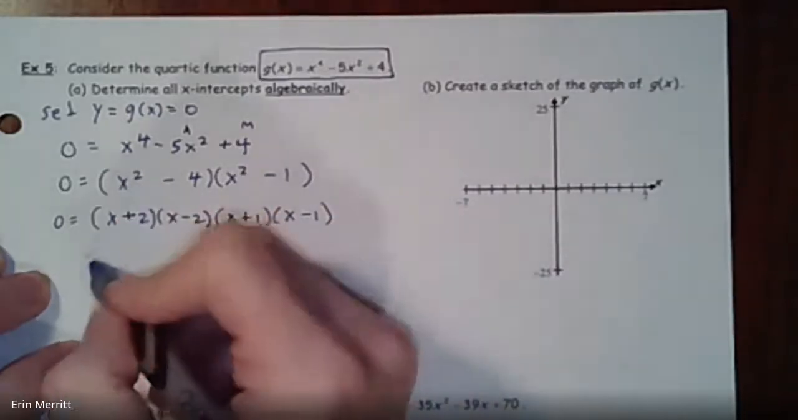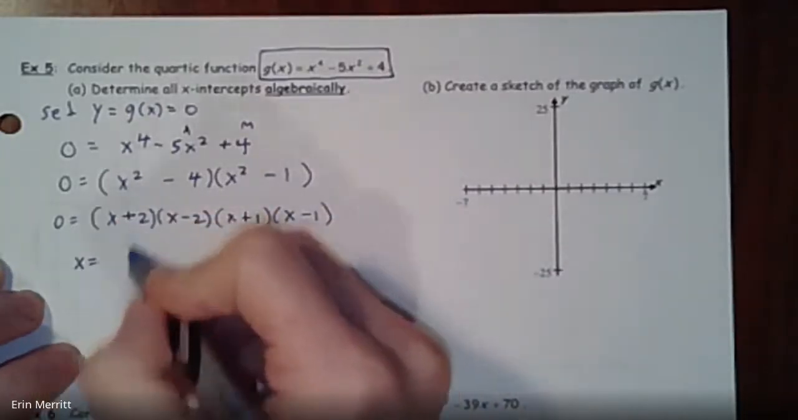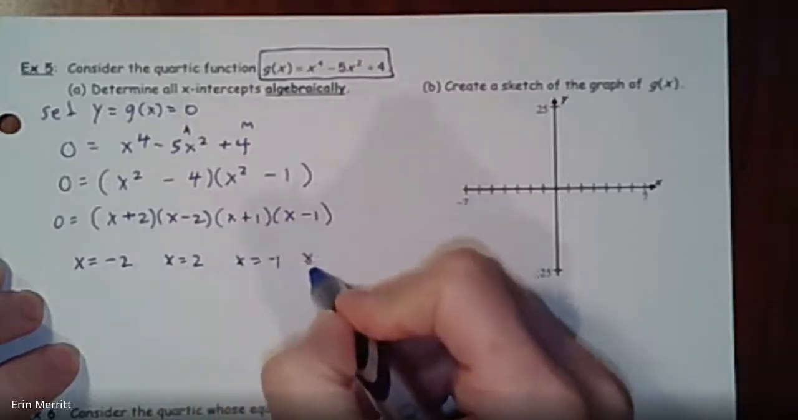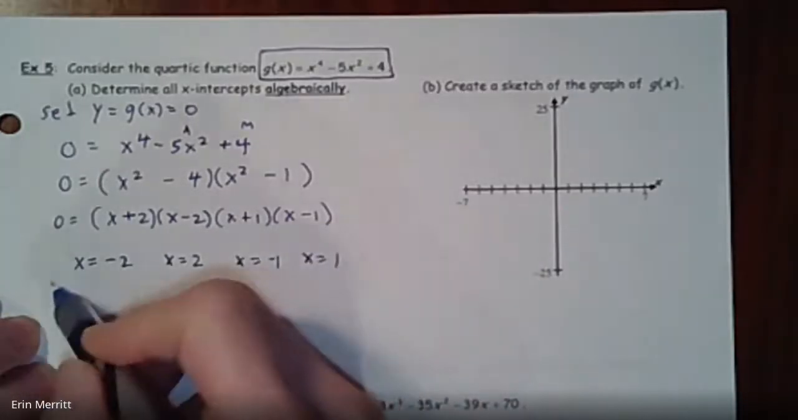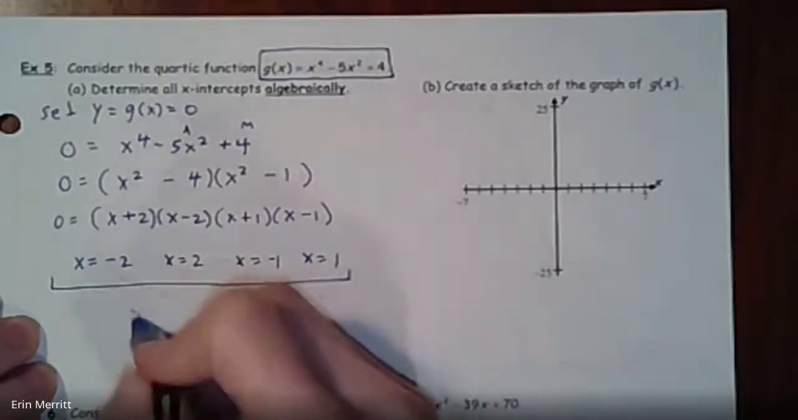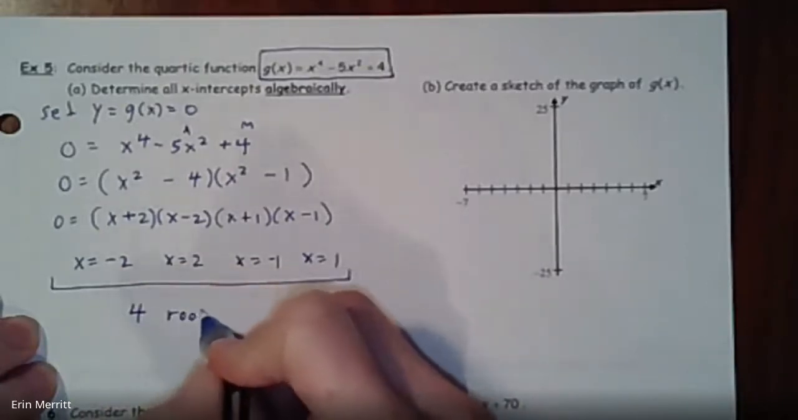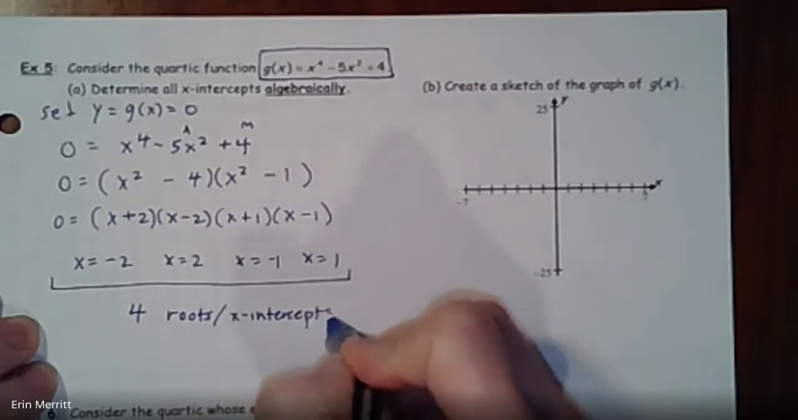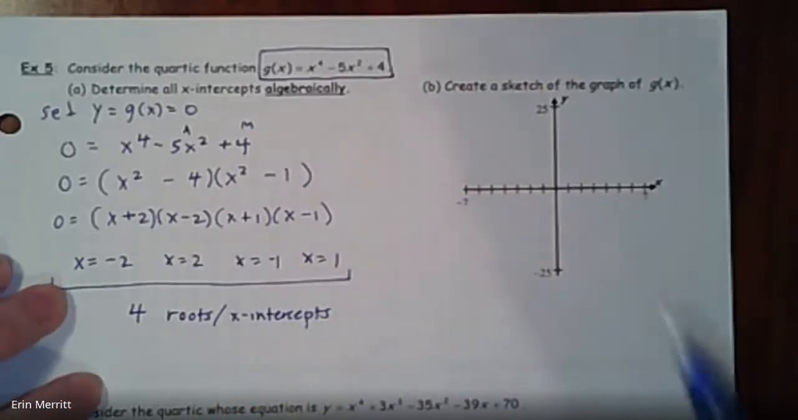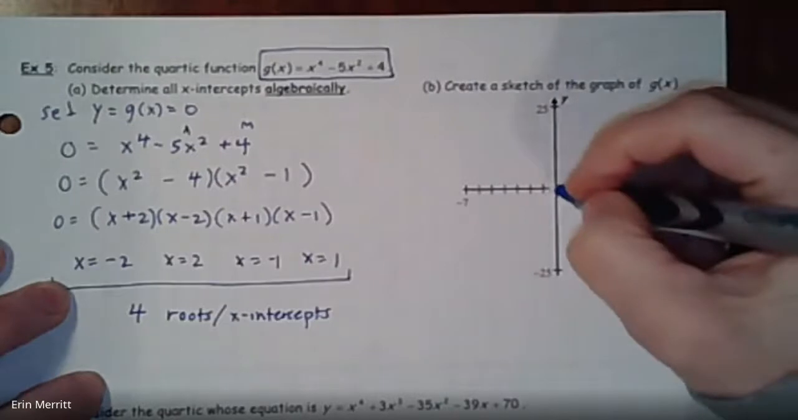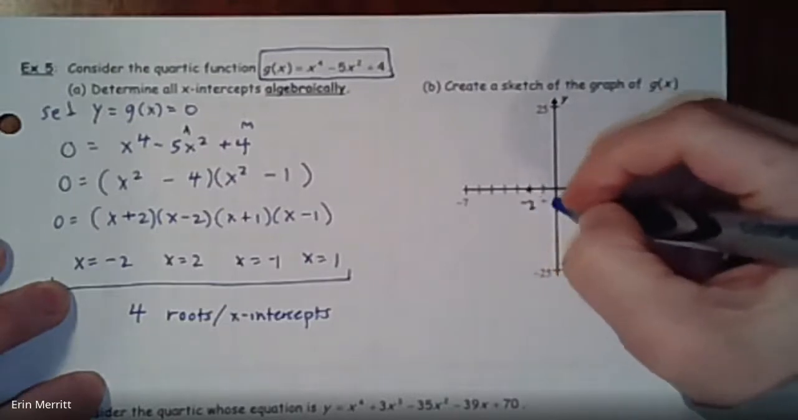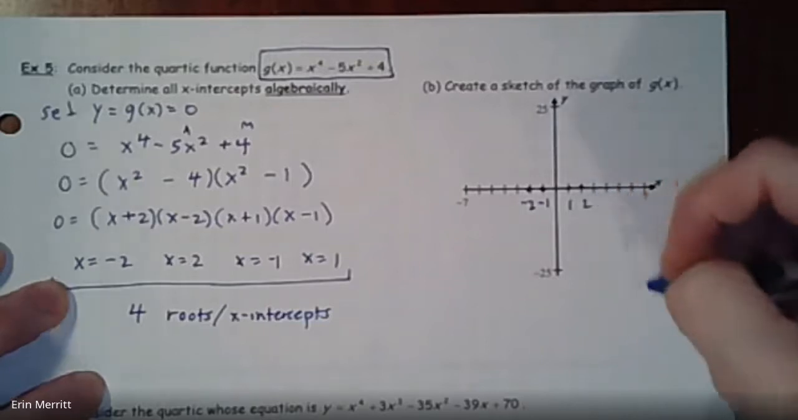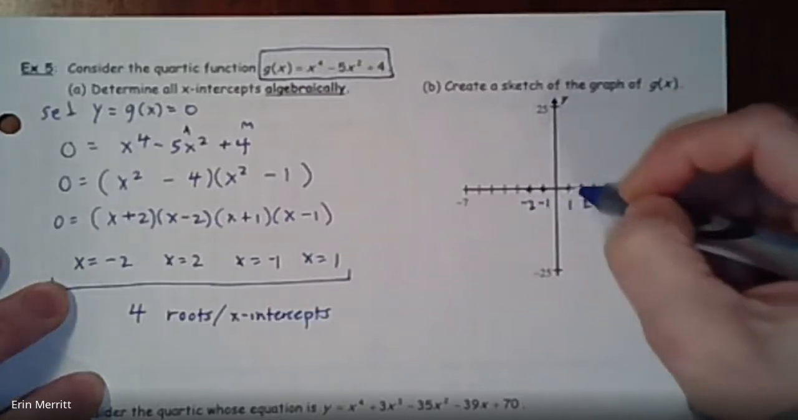So we end up with 4 roots here. We're going to get a root at -2, +2, -1, +1. And what shouldn't be surprising is that there are 4 roots or x-intercepts because it's an x to the 4th problem. Right? So come over here at -2, you can plot your point, -1, +1, +2. So we have 1, 2, 3, 4 roots.